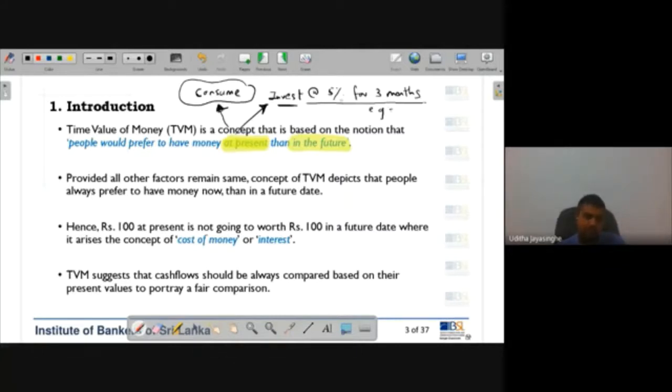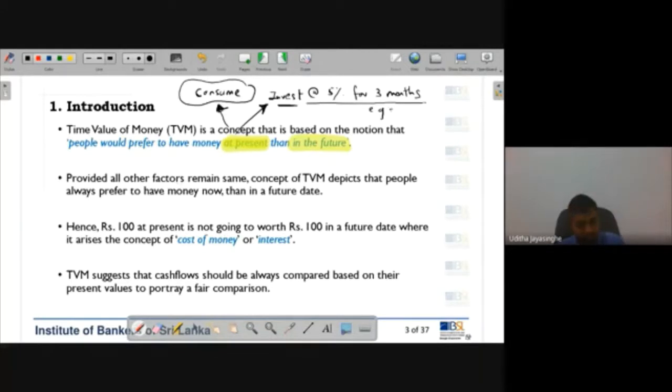The concept is built on the notion that people would prefer to have money right now than in the future. Second bullet point: provided all other factors remain the same, the concept of time value of money depicts that people always prefer to have money now than in the future.